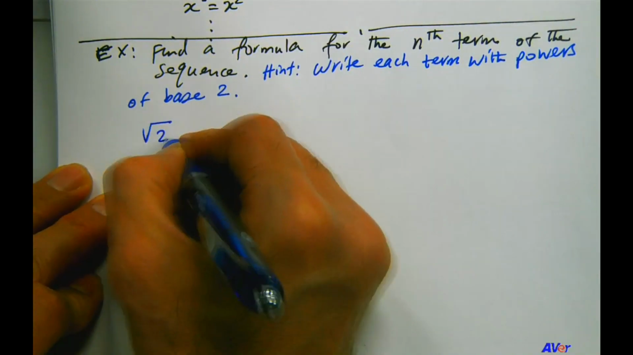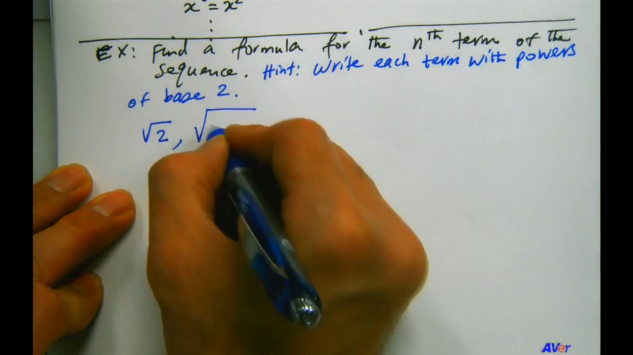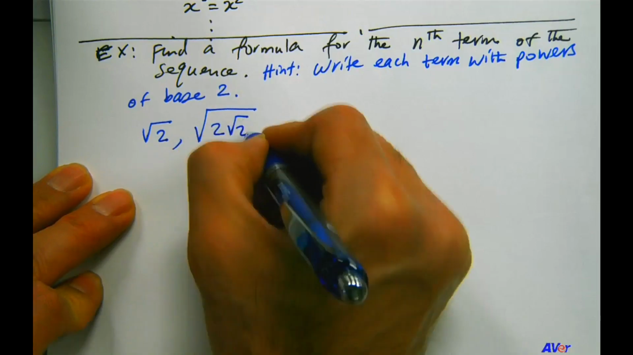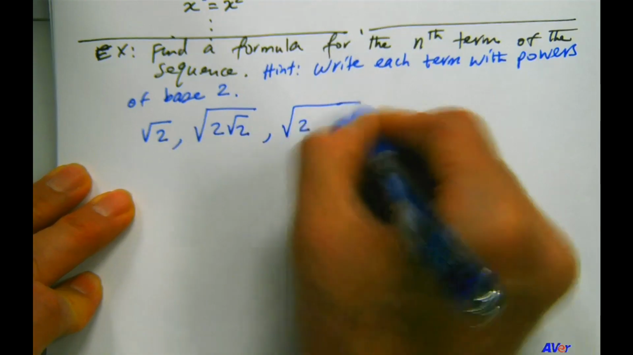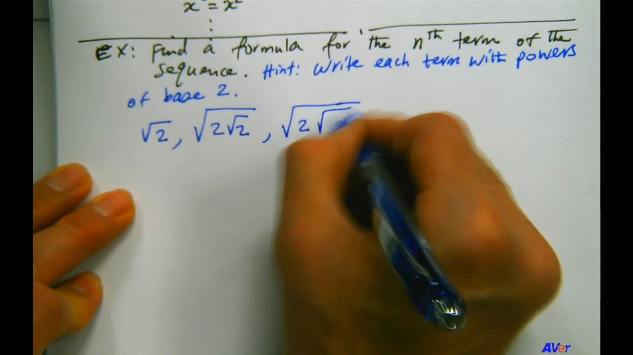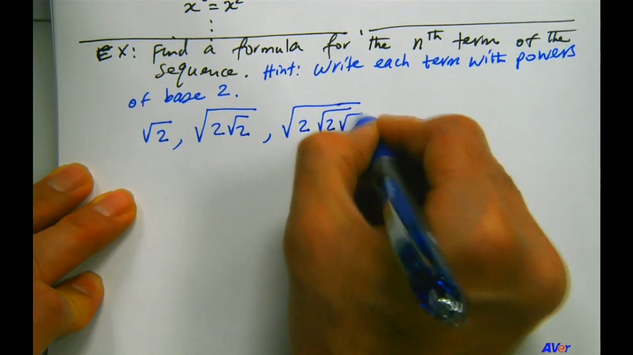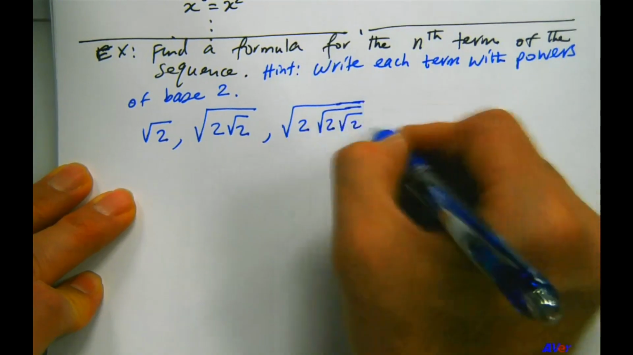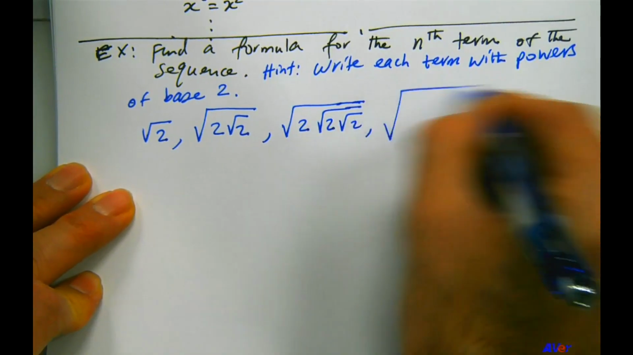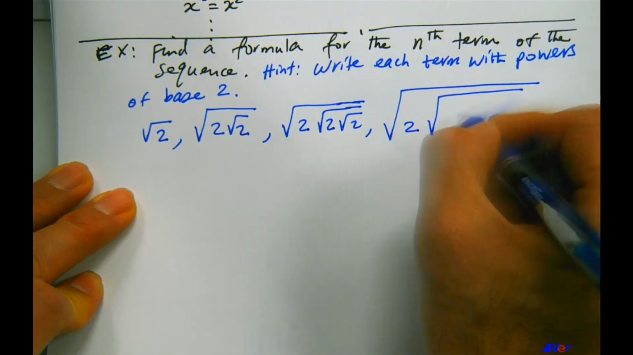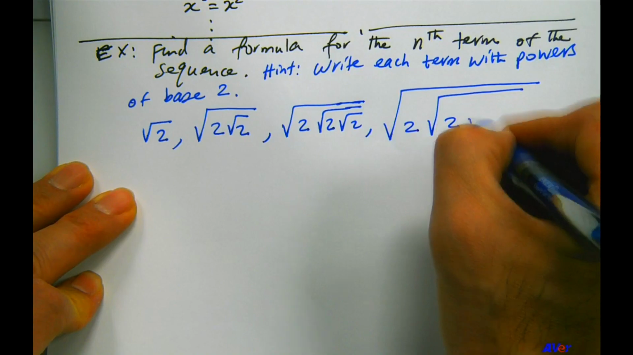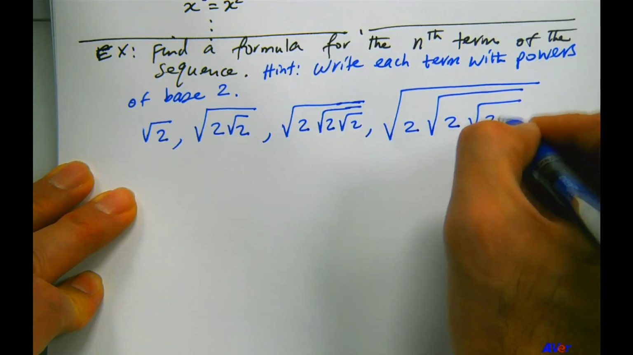Square root of 2, square root of 2, square root of 2, square root of 2, square root of 2, square root of 2, like that. Square root of 2, square root of 2, square root of 2, square root of 2.